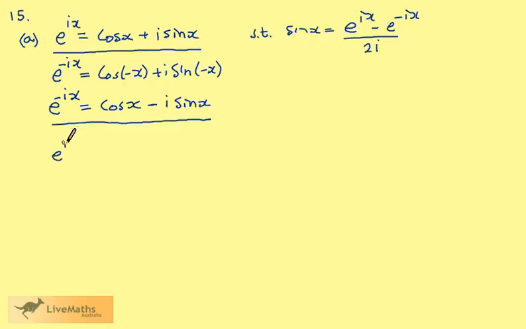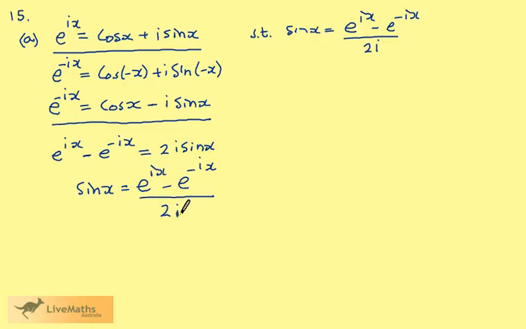So if we do e to the ix, take away e to the negative ix, the cos x's cancel, but we end up with 2i sin x, and therefore sin x is e to the ix minus e to the negative ix divided by 2i, as required.